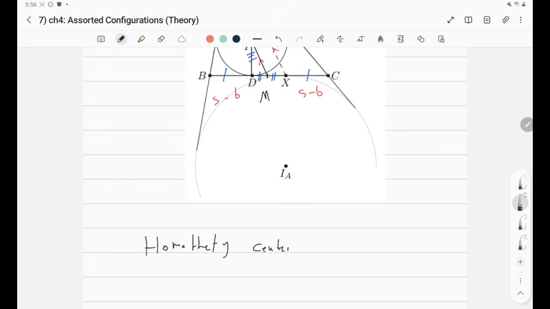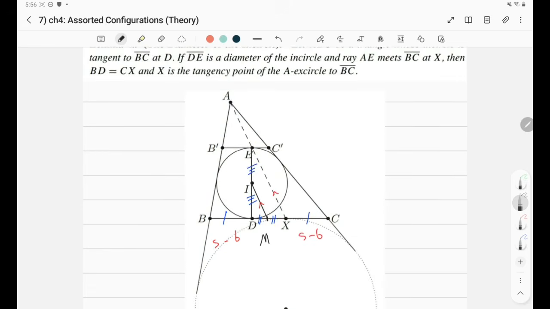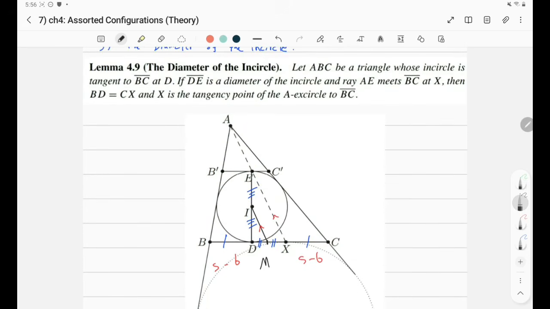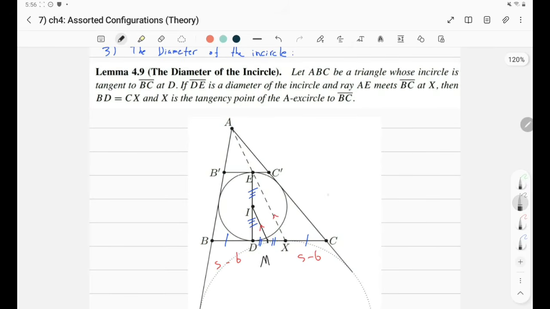centered at A. Maybe you can say mapping incircle to excircle. Yeah, that should remind you of the whole proof. Okay, that's very nice. Now, in fact, you might be wondering, if we have this nice connection between D and X, like I can construct X starting from D. Just start from D, draw the diameter, then join AX. That's it. You get this one.